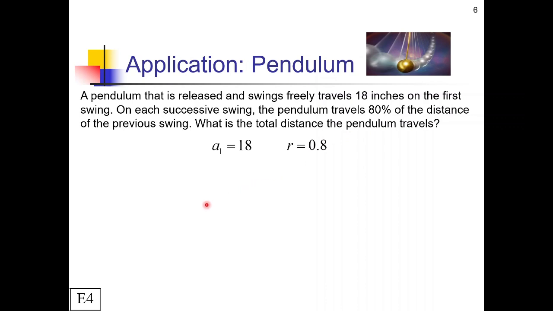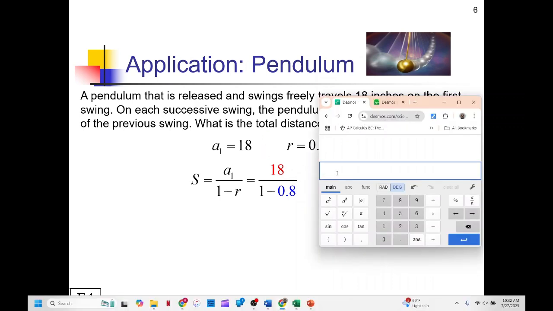So let's use our formula, a1 over 1 minus r. So that's 18 over 1 minus 0.8, which is going to be 18 over 0.2. Now we could do this on the calculator. In fact, let's do that. So here we go: fraction 18 divided by 1 minus 0.8, and that all comes out to 90.